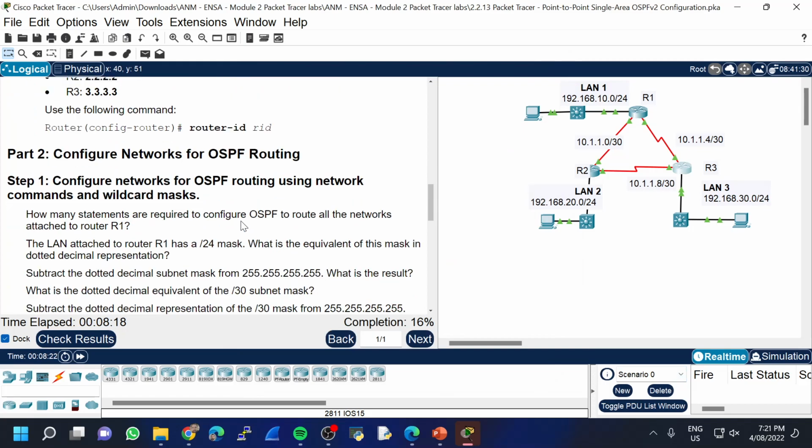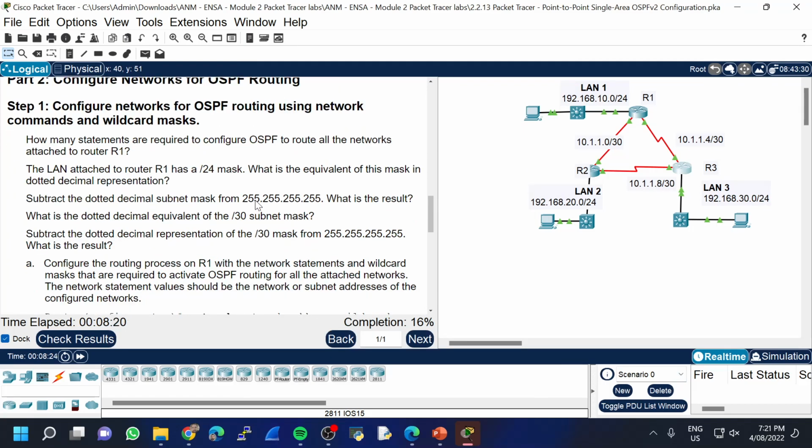All right, so let's go. Configure networks for OSPF routing. How many statements are required to configure OSPF to route all the networks attached to router 1? How many statements? 3 statements. You have 3 networks, 3 statements.